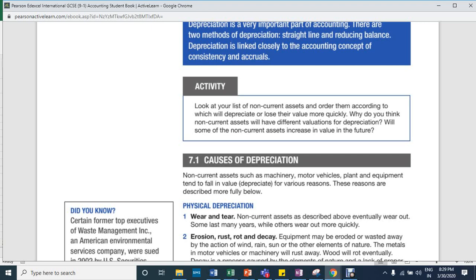Now you're at home and you can find some non-current assets which you can use for more than a year. So guess some of them and identify which one do you think will lose its value quickly. And for example, in the second case, there are certain non-current assets which its value will increase in the future. For example, land.